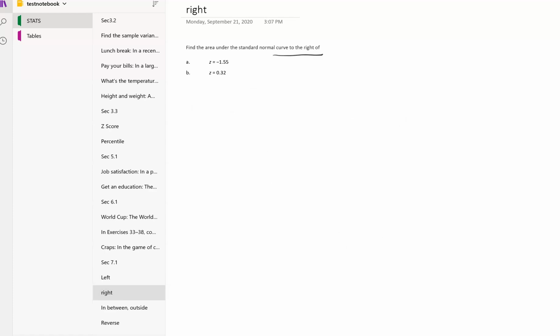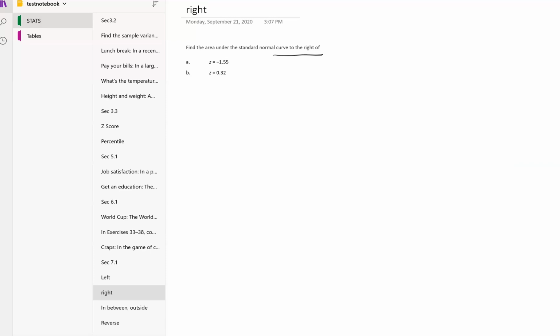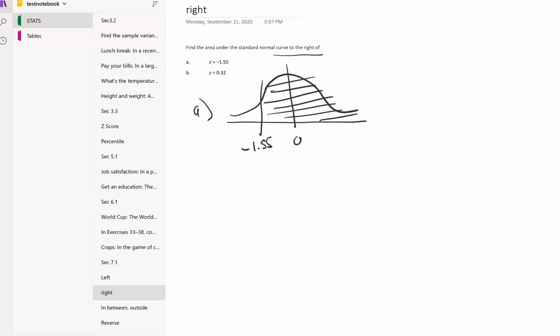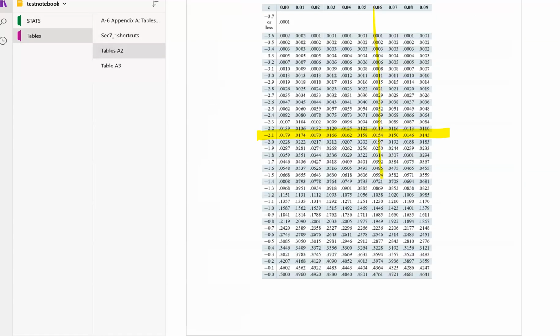These ones are to the right. So again, as a refresher, to the right, I look up the number and I subtract it from 1. If I made a picture just to get a visual, 0's in the middle, negative 1 is around here, and I want all of this. So it should be a big number because this is almost all of it. So negative 1.55, I looked that up.